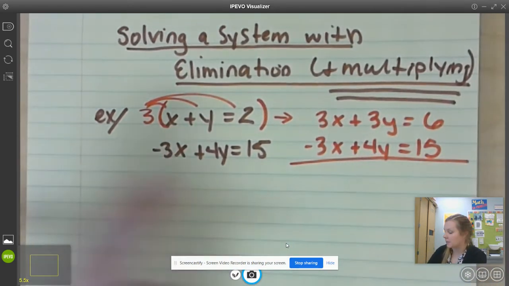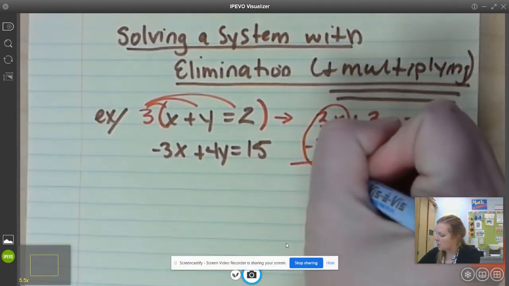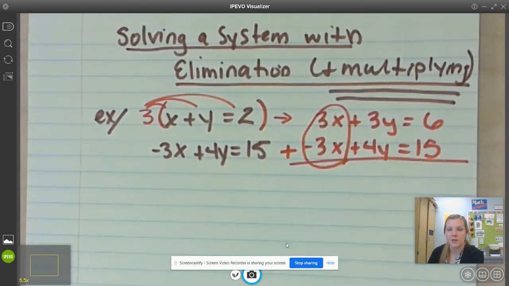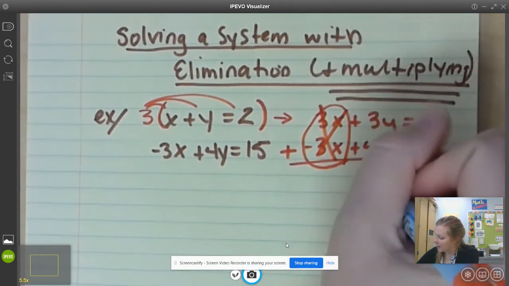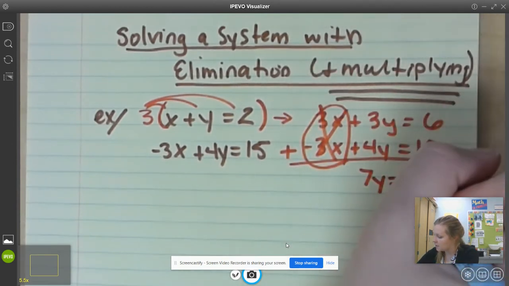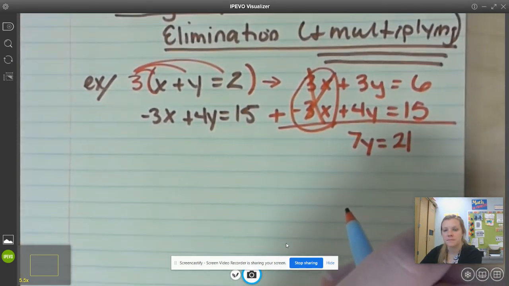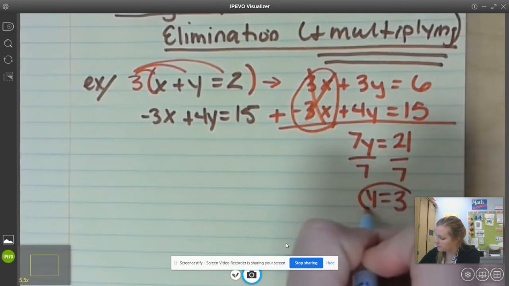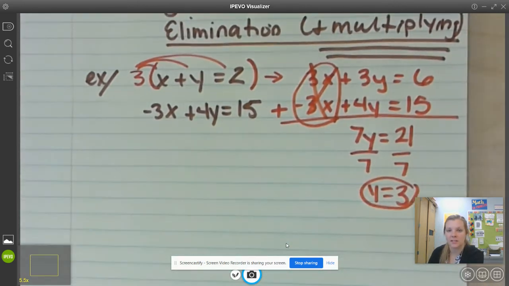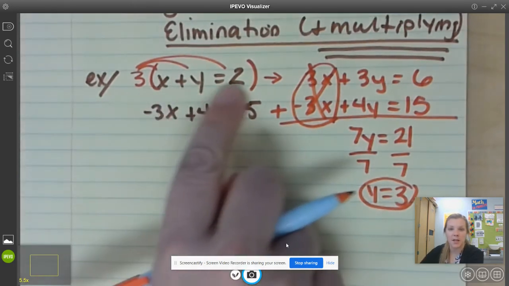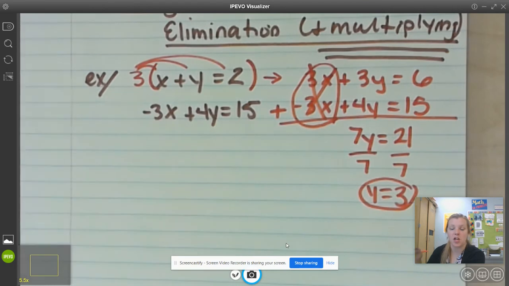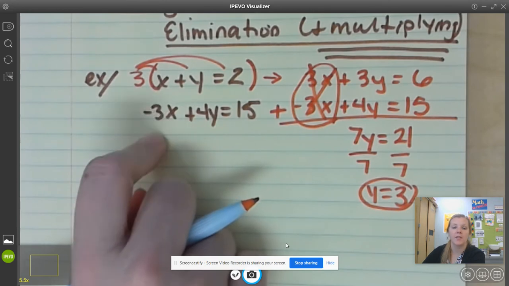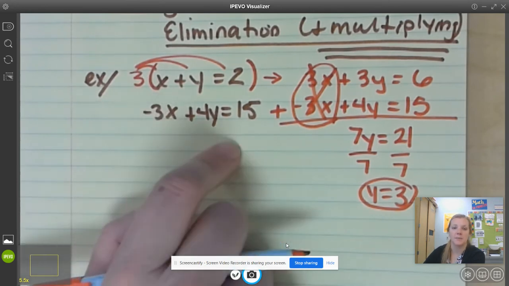Now I'm able to solve these because my x's are matching. Okay, now I'm going to add these equations so that my x's cancel. By adding them, I get 7y and 21. To solve for y then, I divide by 7 and y equals 3. So we're halfway done solving this system. After we do the multiplying by 3, if you notice, all the work is the same. So there's just one additional step you have to do, and that's to make sure that one of the variables has matching coefficients.